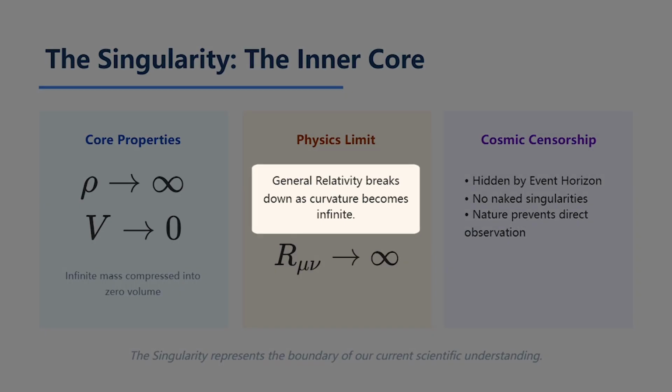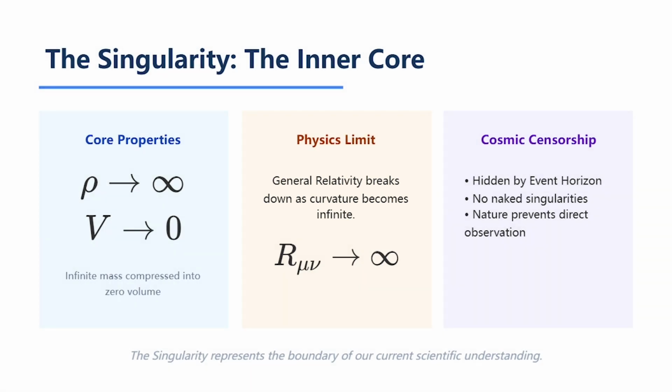This is where we hit a massive physics limit. Because the curvature of space-time becomes infinite here, general relativity, our best theory of gravity, simply breaks down. The math starts giving us infinity as an answer, which is a sign that we need a more advanced theory, like quantum gravity, to truly understand this core.